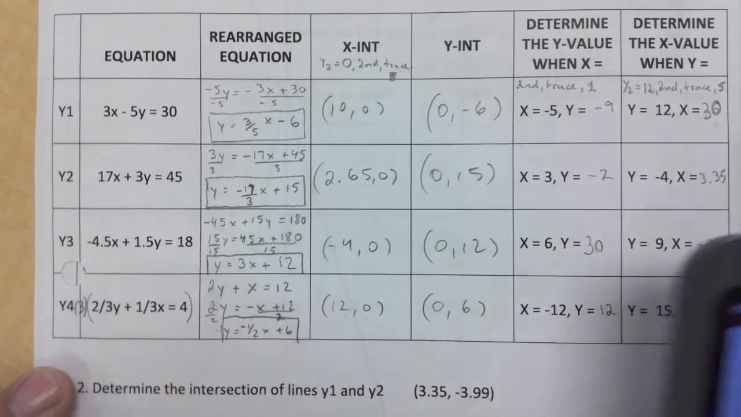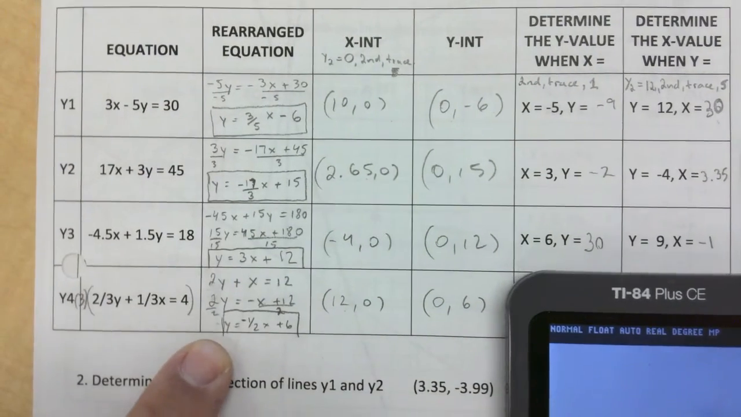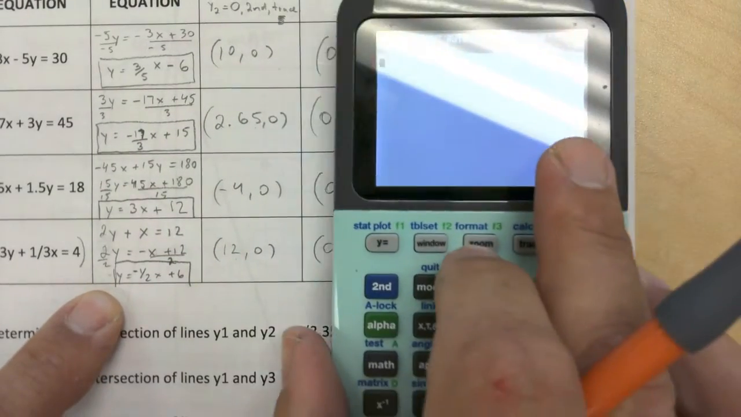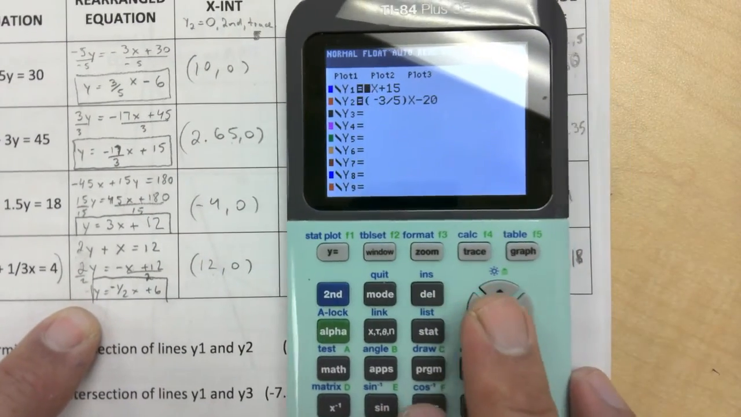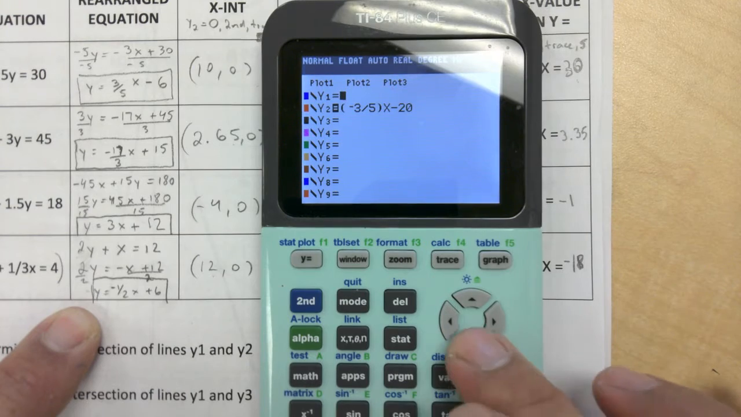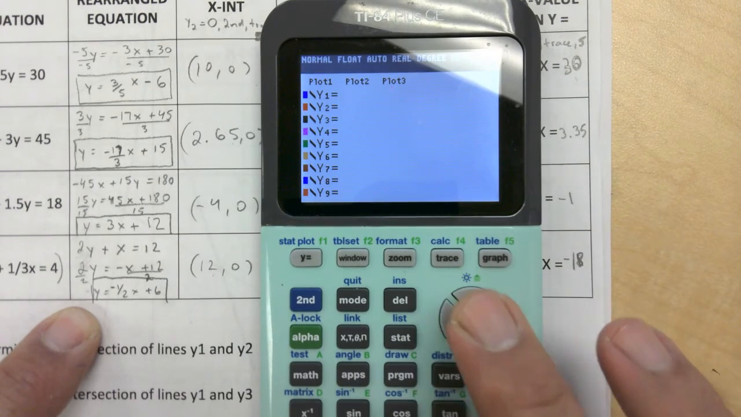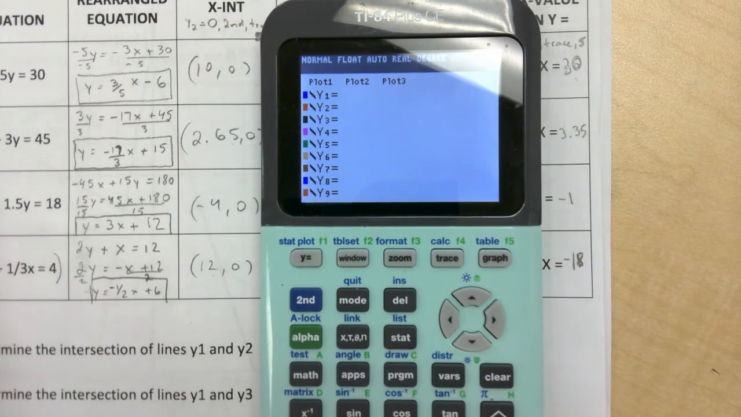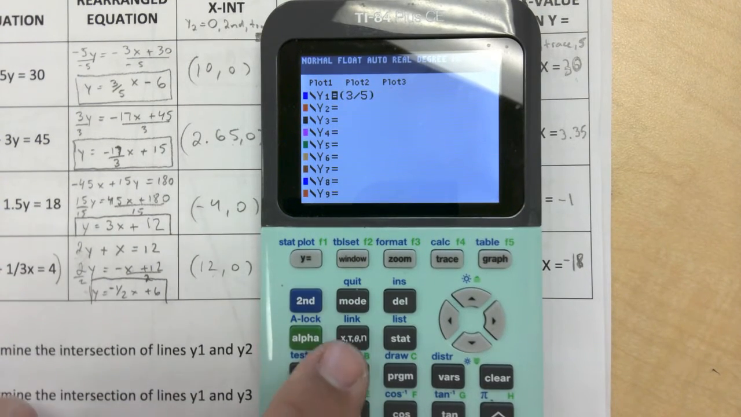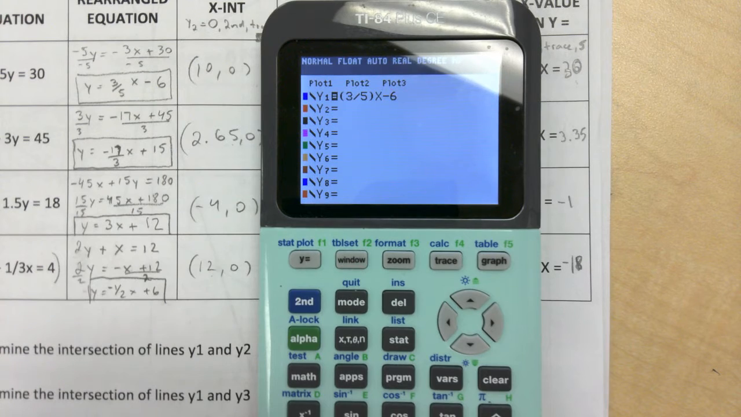And so what I'm going to do now is just enter these. Maybe you should do the same thing, okay? So enter all 4 rewritten equations into your y1, y2, and so forth, okay? So if you already have it, you're golden.